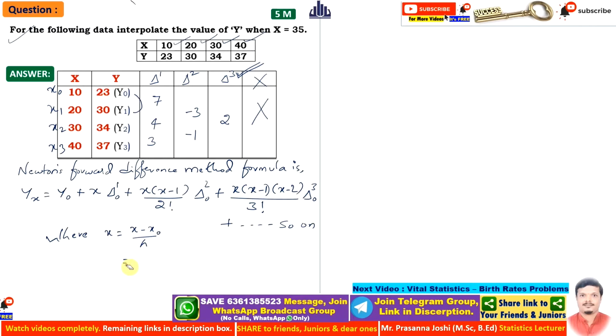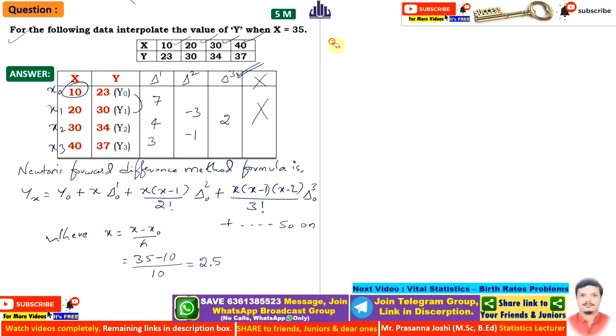X value is 35, because x is nothing but the value of x to be interpolated. So that 35 can be substituted minus x naught. X naught value is 10 divided by h. H is the difference between these x values. 10, 20, 30 and 40 it is given. So that 10 is the difference, which is equal to 35 minus 10 divided by 10, which comes as 2.5.